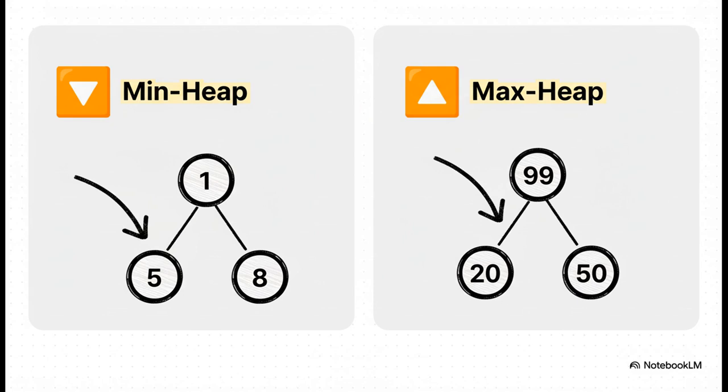Now, a heap is a tree that follows one very simple rule. In a min-heap, a parent node is always smaller than its kids, which means the absolute smallest item in the entire collection is always sitting right there at the top, ready to go. A max heap is just the opposite. The biggest item is always at the top.